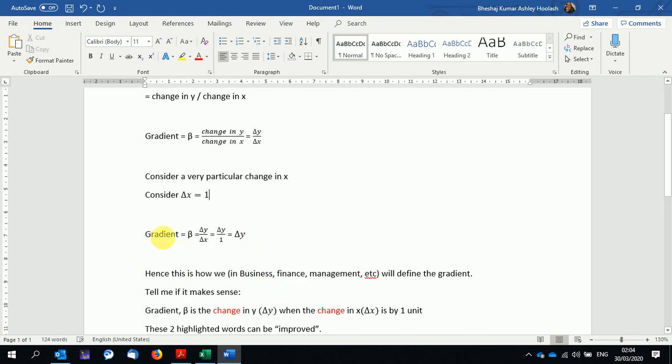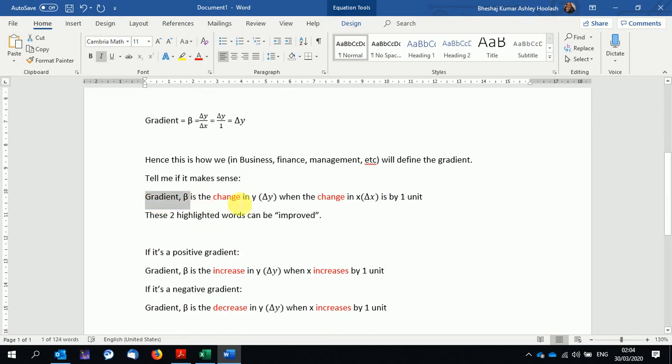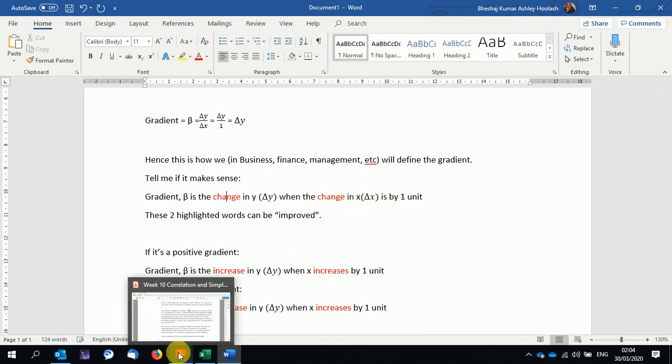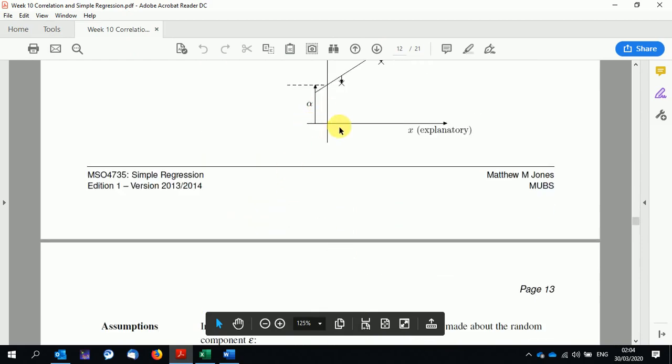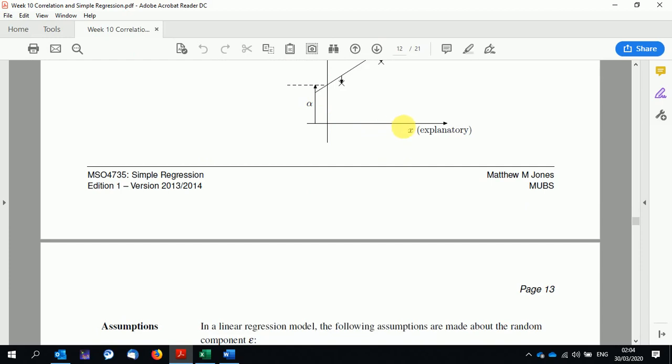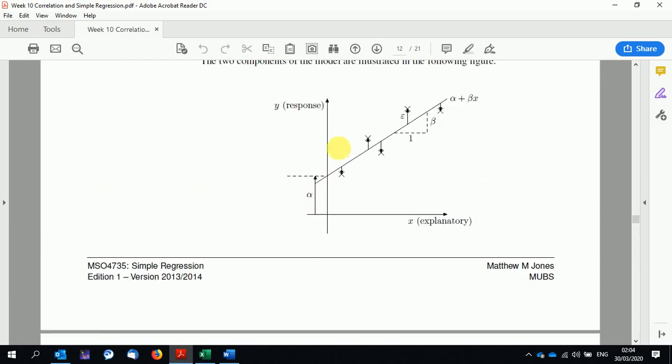And hence, this is how I explain the meaning of gradient. Gradient is the change in y when the change in x is by 1 unit. That's all it is, right? Gradient is the change in y when the change in x is by 1 unit. But I can improve on these two words. X-axis always increases, so I don't need to say the word change. I can be very specific. I can say increases. This always moves from the left to the right. X-axis increases, whereas y-axis can increase or can decrease depending on my line.